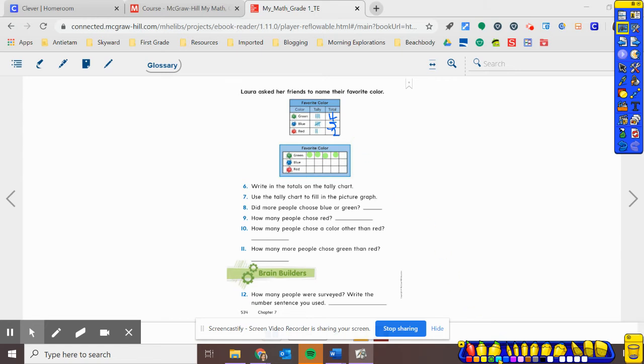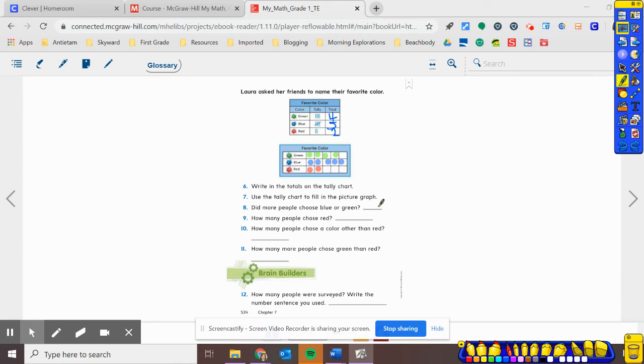All right, so let's see how you did. The next color was blue. 5 people voted for blue, so I'm going to do 5 dots. 1, 2, 3, 4, 5. And 2 people voted for red, so 1, 2. So there's my picture chart.